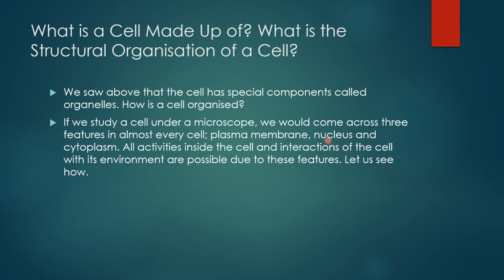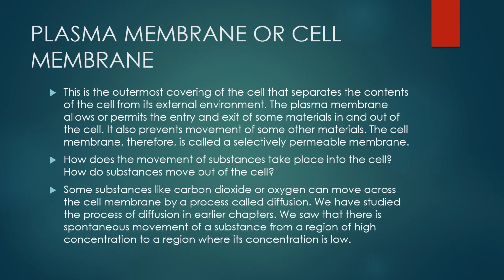प्लाज्मा मेम्ब्रेन, न्यूक्लियस, साइटोप्लाज्म. So all the activities inside the cell and interactions of the cell with its environment, ये possible है क्यों? Because of these basic 3 features. तो अब हम देखेंगे कि ये कैसे होता है, right?